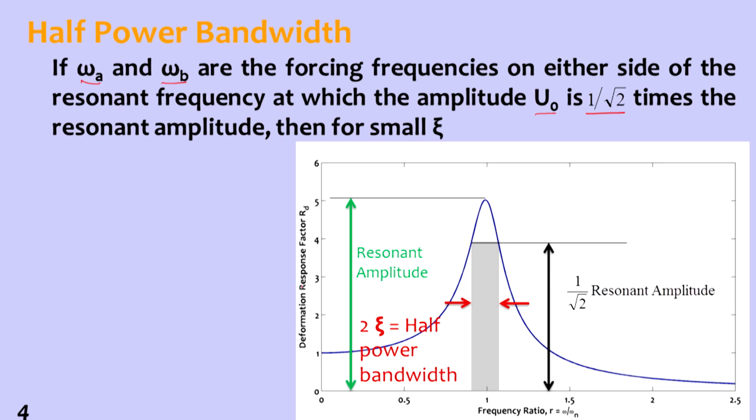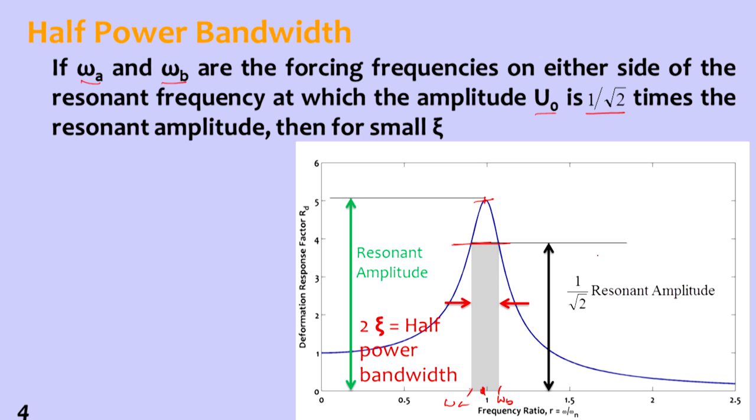This is the dynamic amplification factor Rd. If you look at the curve, the definition says that omega A and omega B are frequencies on either side of the resonating frequency. So this is omega A and this is omega B, and the resonating frequency is somewhere in the middle, at which the amplitude is u0. So this is u0, and that is 1 by root 2 times this resonating amplitude.